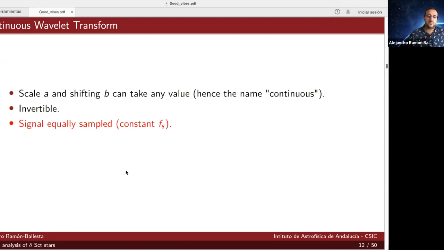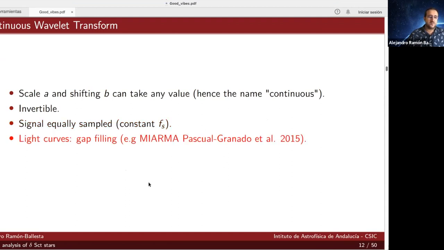The signal must be equally sampled, so we must have a constant sampling frequency. And this in light curves isn't always possible because we most likely will have gaps in them. So we must fill the gaps before analyzing them. In our case, we use the MIARMA interpolation algorithm developed by Pascual Granado and collaborators in 2015. Then, as I said earlier, we have to transform the scale into frequencies.